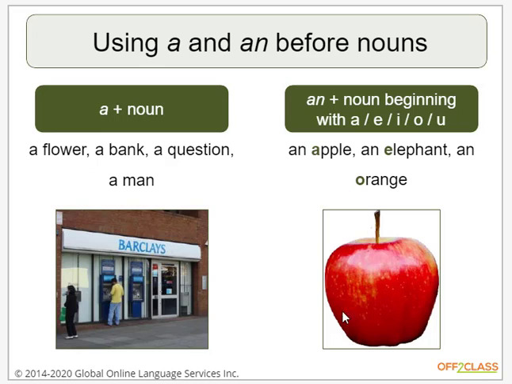Okay, let's keep going. Let's do some more. So how do we use a and an? Here we go. This is how we start getting to the exercise where I think people have the problems. This is articles, right? We use an, which is another article, it's just like a, when the noun begins with a, e, i, o, u, so any of the vowels, right? Otherwise we use a. So a flower, a bank, notice the first letter of the noun, a question, a man. An apple, an elephant, an orange. Notice this distinction, right?